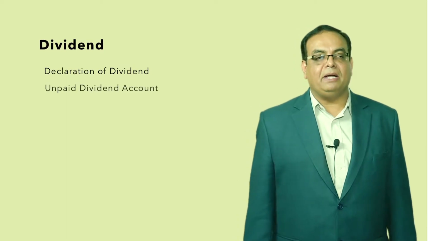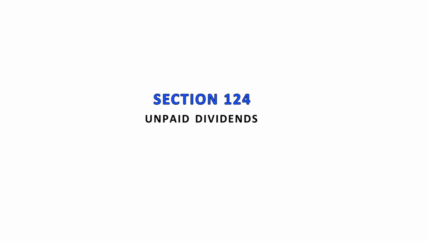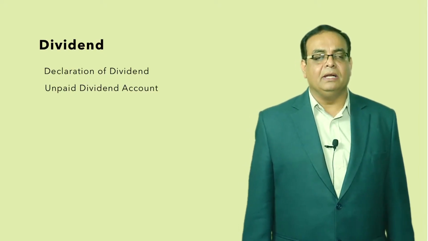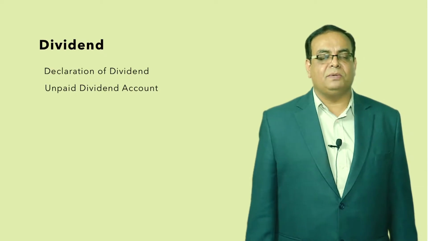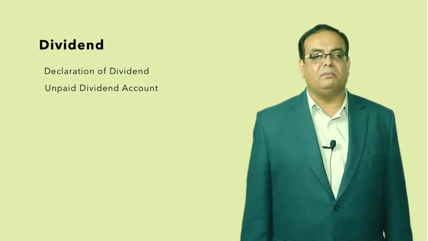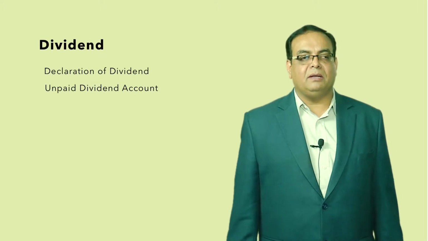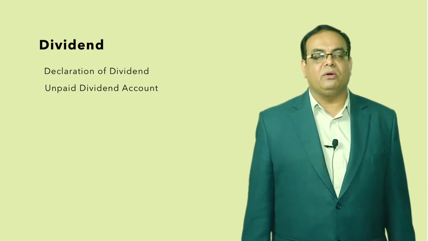Now coming to the unpaid dividend account under section 124. It is already there in the Companies Act. If a dividend is not paid for a prescribed period, then that amount has to be separated from the normal bank account, and it has to be kept in a separate bank account to be opened in a scheduled bank. This is what the unpaid dividend account, section 124, talks about.